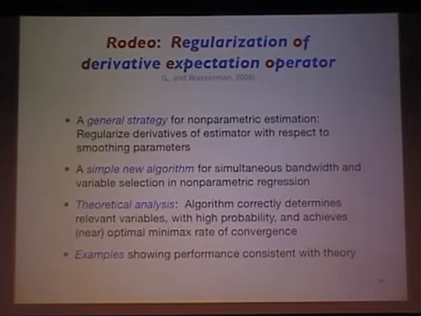So what I'm going to describe is a technique we call rodeo, for regularization of derivative expectation operator. And it's a general strategy for non-parametric estimation where we, in some sense, change the representation. So we regularize the derivatives, as I'll explain. And I'll give a very simple version of this procedure and a theoretical analysis that shows if the true function is sparse, then we do indeed get the optimal rate of convergence up to certain factors, and therefore beat the curse of dimensionality in some sense.